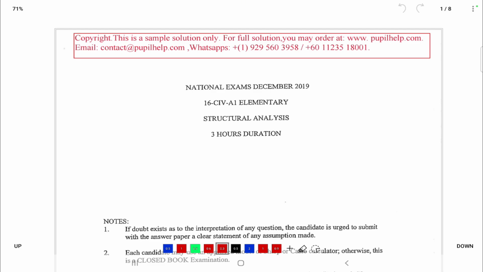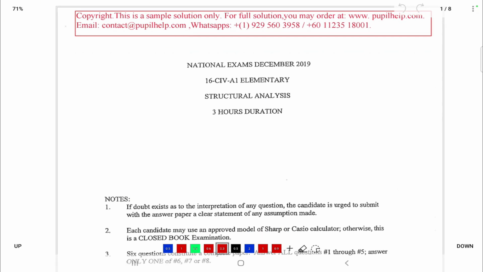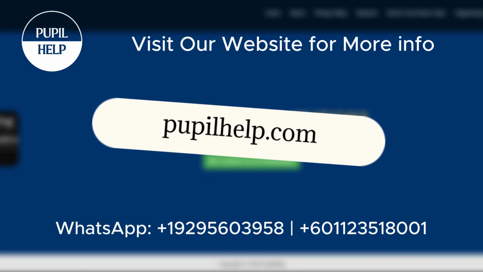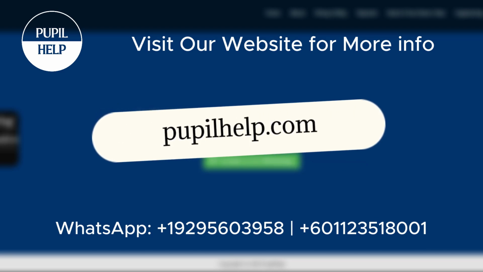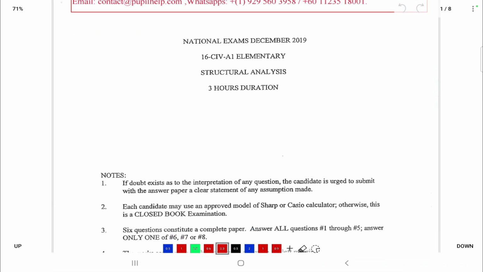Professional engineer, national exams, December 2019, 16 CIV A1 elementary structural analysis, 3 hours duration.